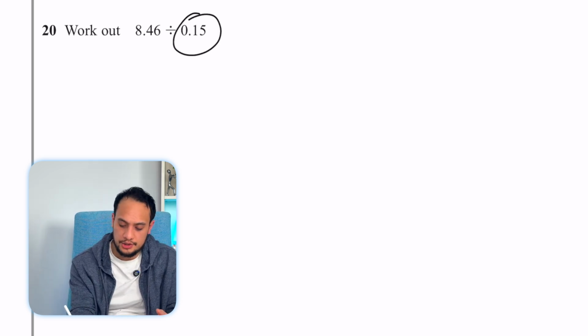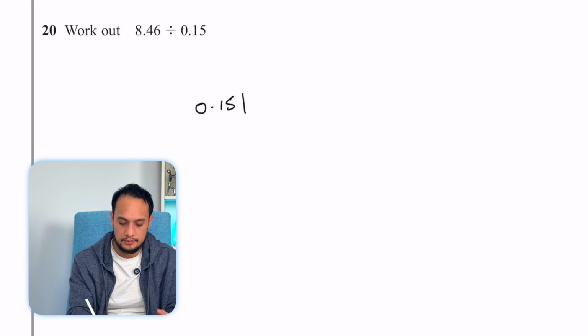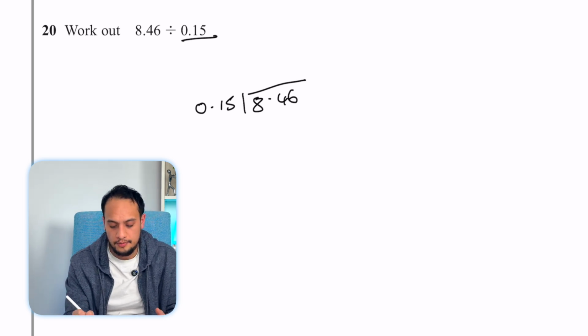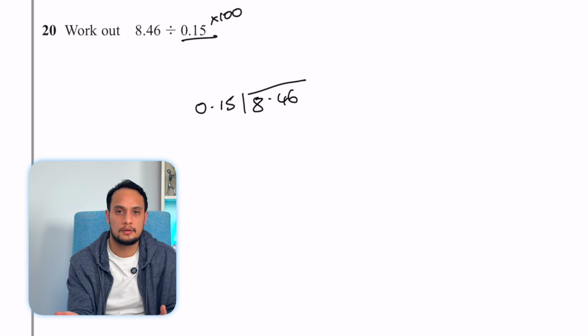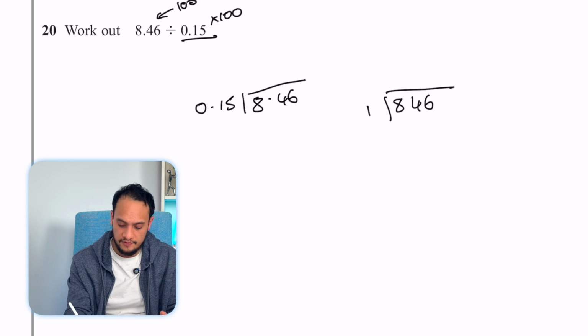Next, work out 8.46 divided by 0.15. The important part of this question is getting the divisor, the one that you're dividing by, to be a whole number. Because if I were to write that as a bus stop, it looks horrible. It's possible to do, but it's a bit of effort. So I want to make it as easy as possible. I'm going to multiply this by 100 to make it a whole number. But anything I do to my divisor, I need to do to this, 8.46. So I've got to times that by 100 as well to keep things in proportion. So it will be the same as 846 divided by 15.